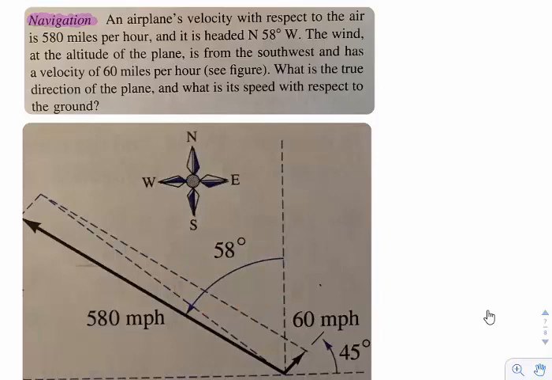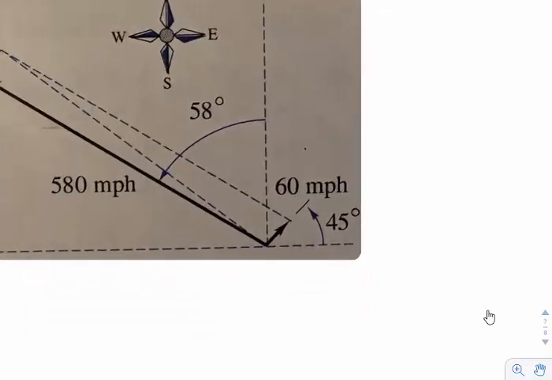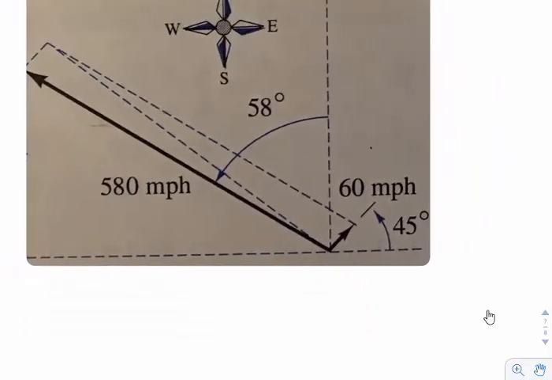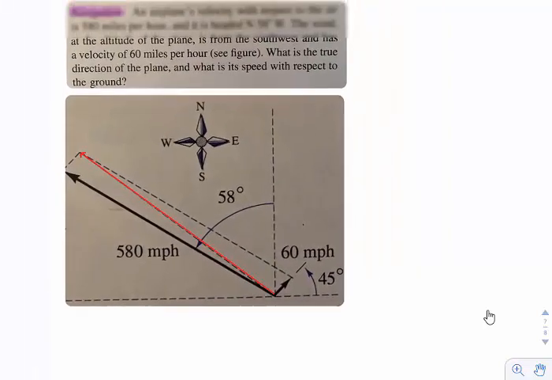And then next up they say the wind at the altitude of the plane is from the southwest and has a velocity of 60 miles per hour, and they're giving you that figure as well. Notice here they're even drawing the parallelogram that gets formed here. If you see this vector right here, that's your resultant vector forming that diagonal of the parallelogram. So you can kind of see that's kind of neat.